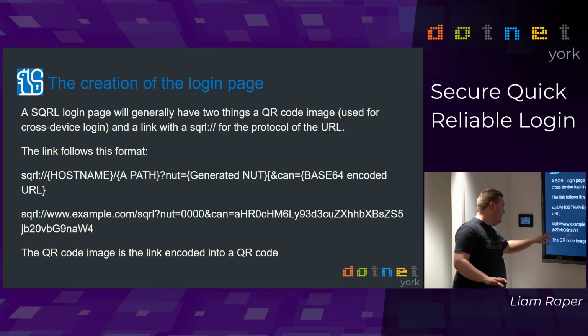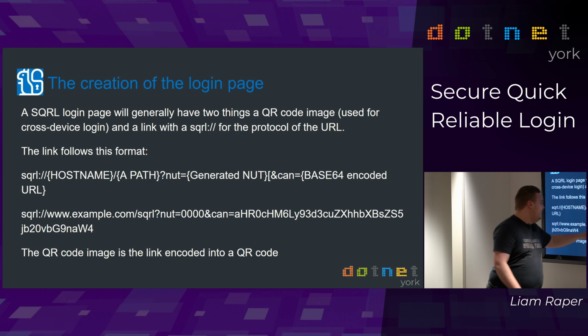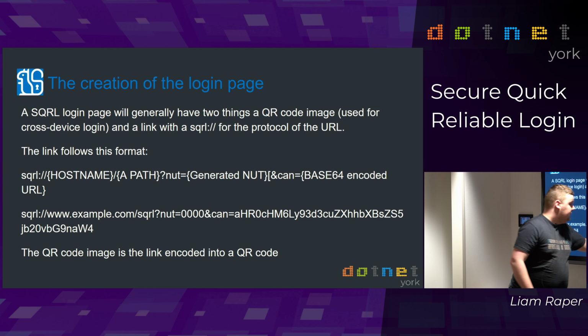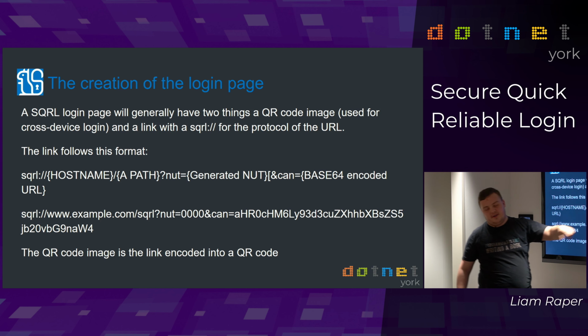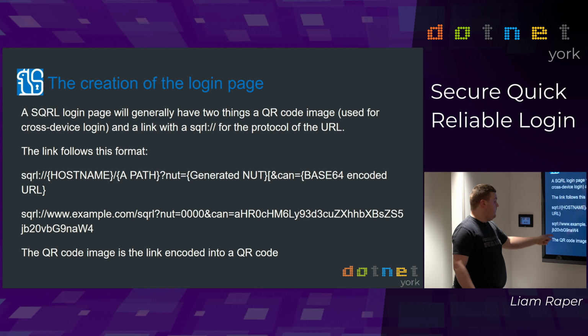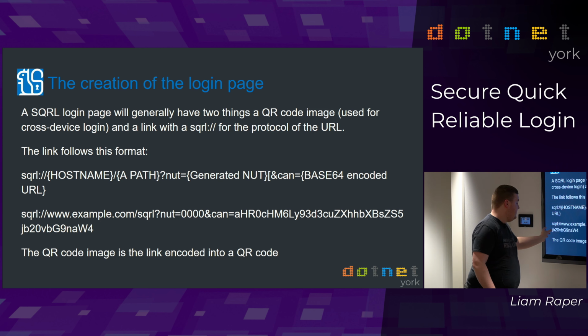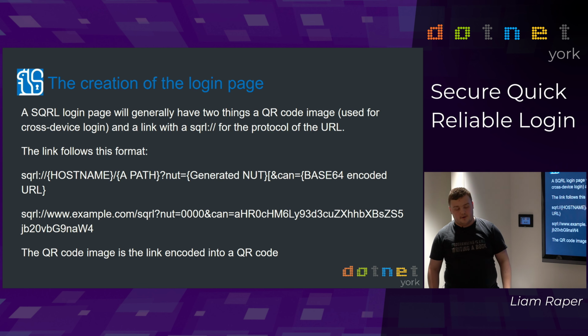So for instance, we've got example.com. They don't actually have a Squirrel implementation, so don't go to this, but /squirrel, then this is not what a nut should look like, but it's an example. So we've got nut 0000, a cancel, which is a base64 encoded URL. And then the QR code for this or any other website would be this link encoded into a QR code.